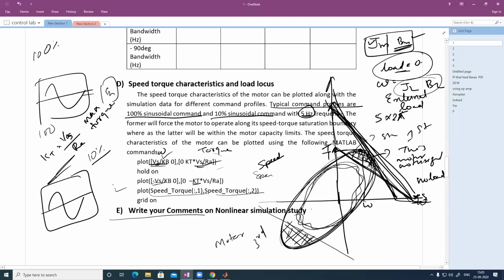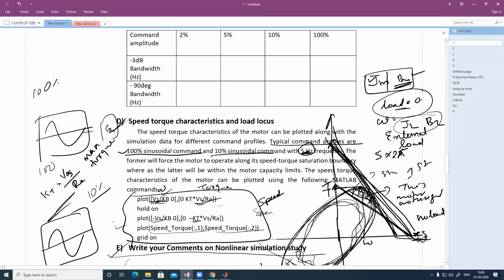And the fifth point, you have to write your comments on the simulation of last week and this week. So write your comments. That is the E part. In the D part you have to apply whatever you have done: a sinusoidal command of 10% and 100% at 5 hertz, and plot these things. So that will be your D part, and in the E part you have to write the comments on the nonlinear simulation. So that you can do.